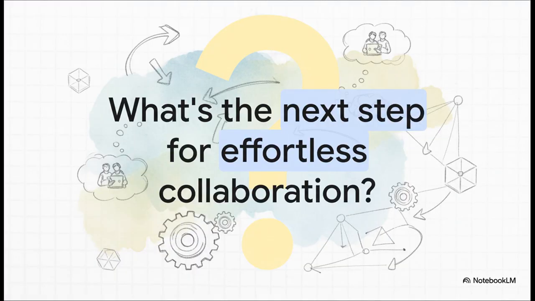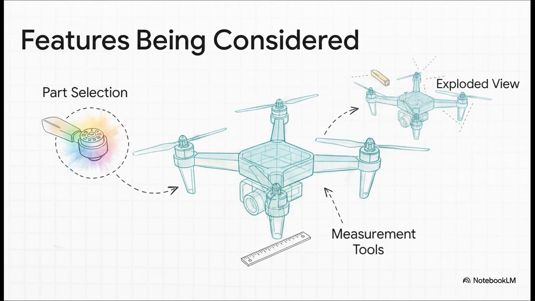And that naturally leads to the next question, doesn't it? If we can make just viewing a model this simple, what's the next step? How can we make the rest of the collaboration process even more effortless? What other barriers can we tear down? Well, this project is already looking ahead. People are thinking about future features like being able to select and highlight specific parts, creating exploded views for assemblies, or even having simple measurement tools. This isn't just a static tool, it's an evolving platform. And it leaves us with a final thought. When we remove all that friction from our tools, how much faster can our ideas really move?